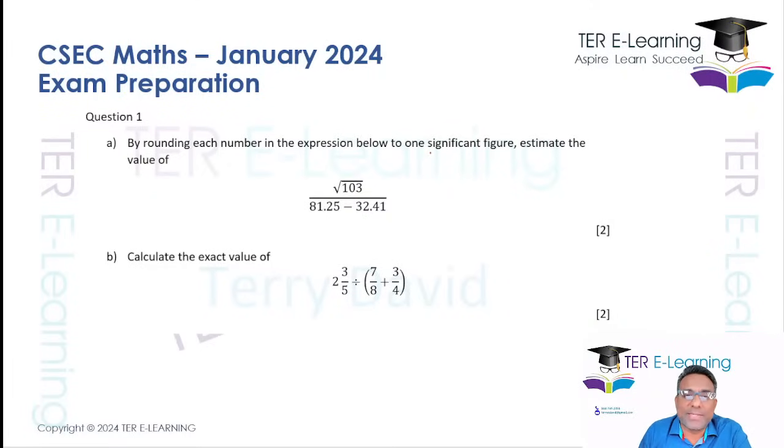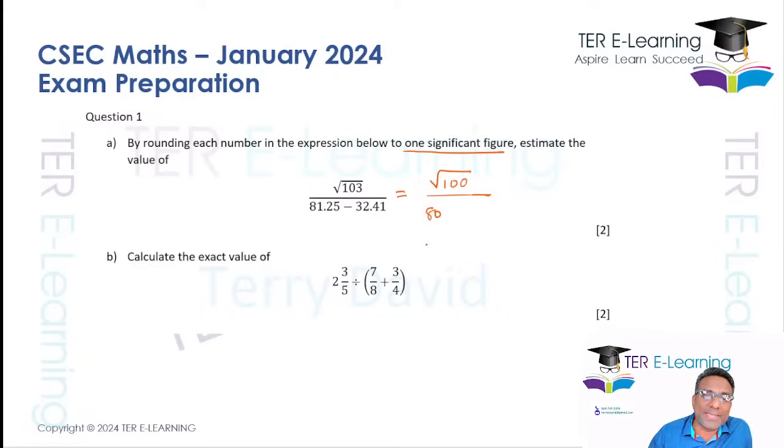The question says round each number to one significant figure and then estimate the value. If we round 103 to one significant figure, it is 100. So this is the square root of 100, divided by 81.25, which rounded to one significant figure is 80, minus 32.41, which rounded to one significant figure is 30.